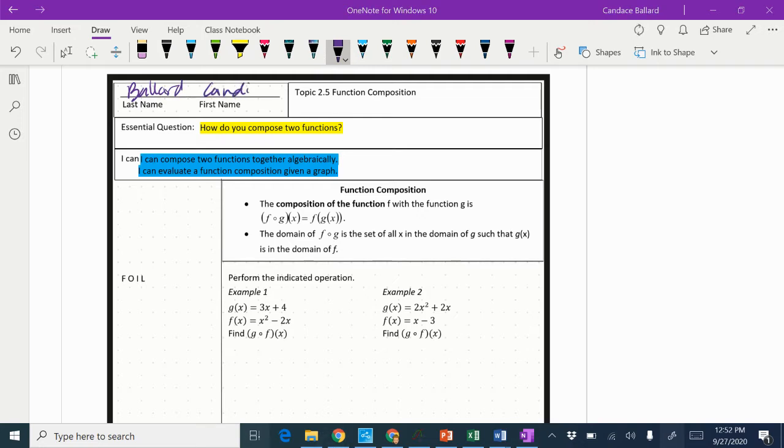And then our essential question is, how do you compose two functions? And then we have two I can statements. I can compose two functions together algebraically, and I can evaluate a function composition given a graph. If you need to, you can pause the video to write those down.